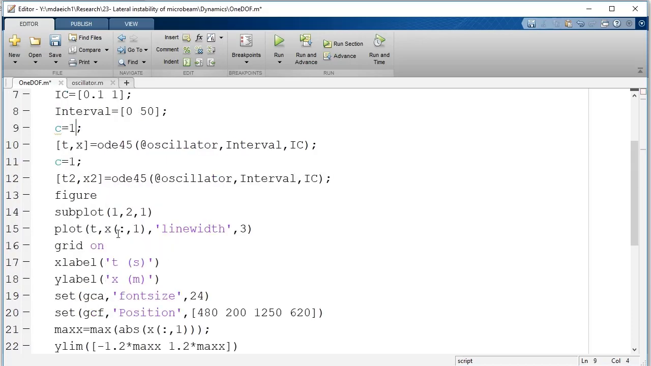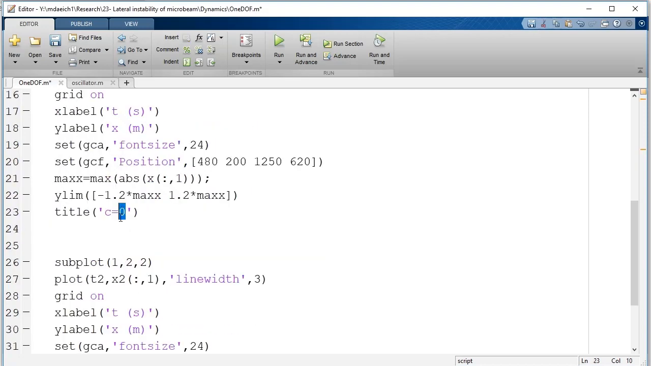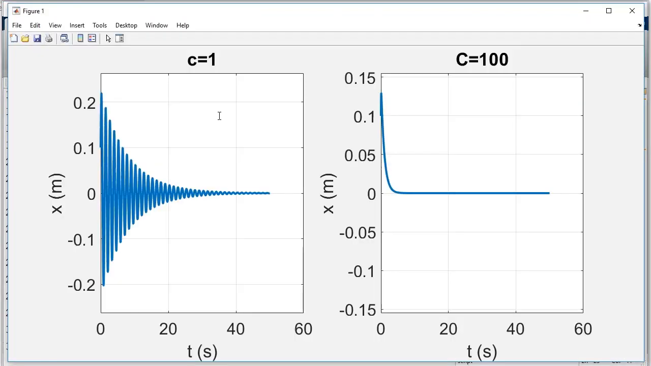And C equal to 1, for example. So C 100, and this is 1. So you can see that there is no oscillation anymore. The response just damps out. It just goes up and then damps out. So that's what they call an over-damped system. So that's one interesting thing that we can do.